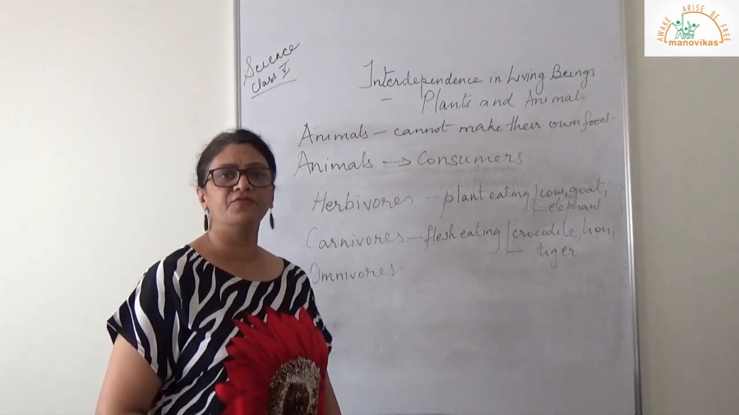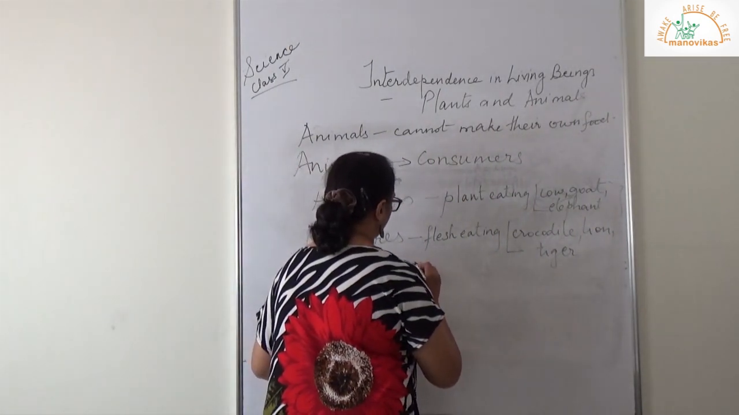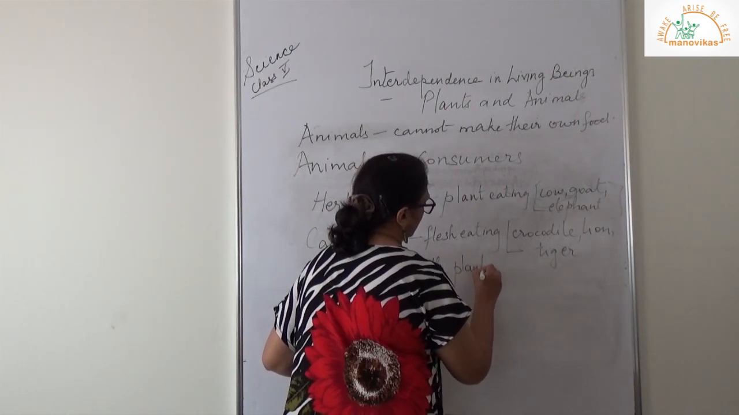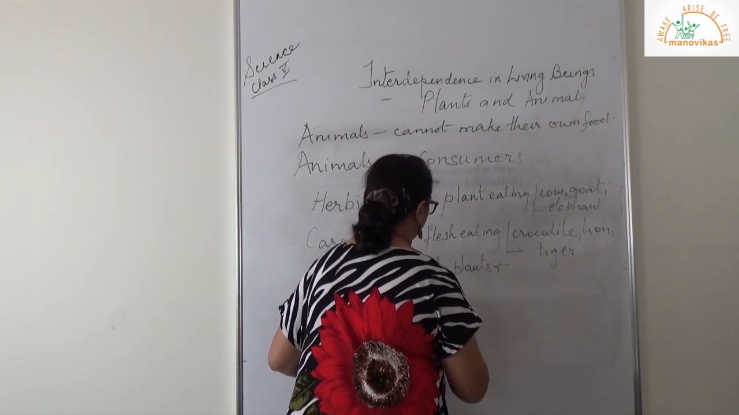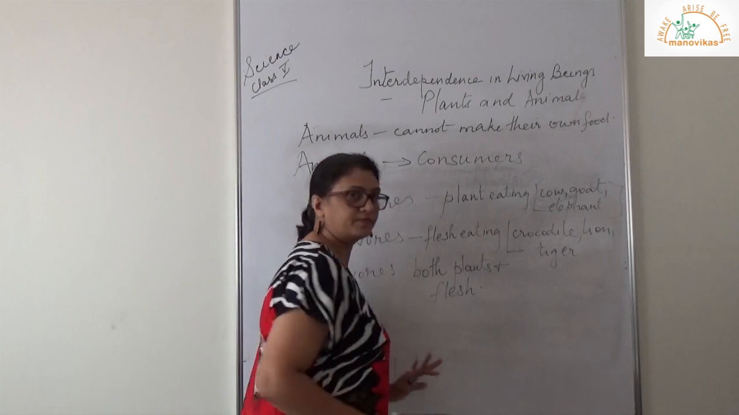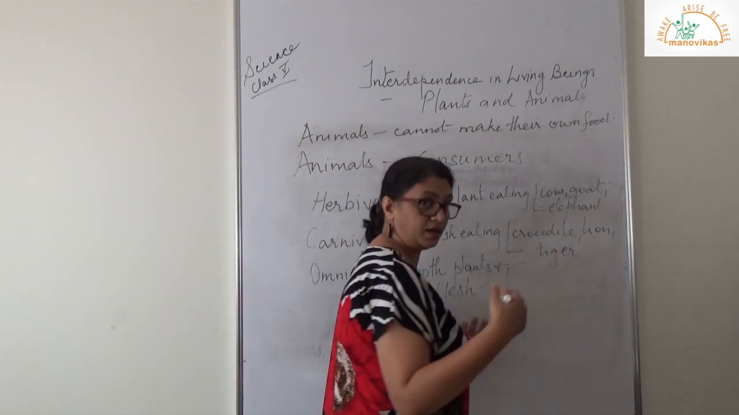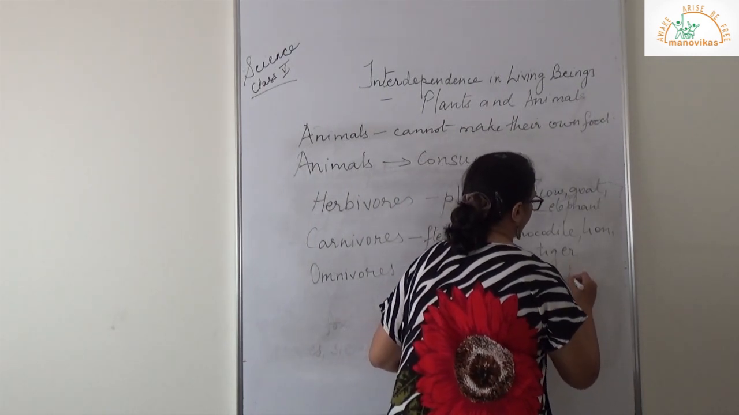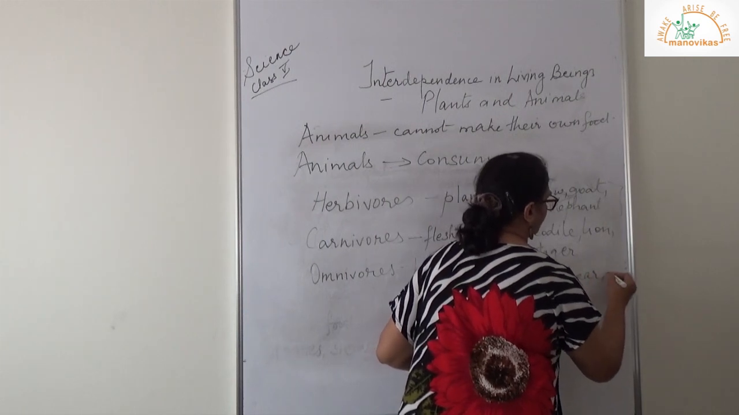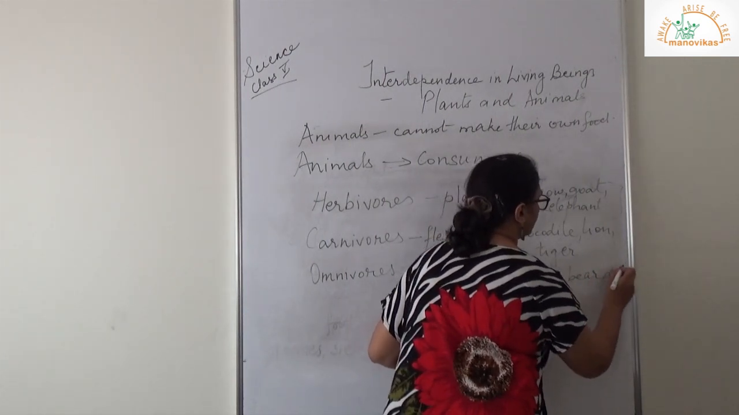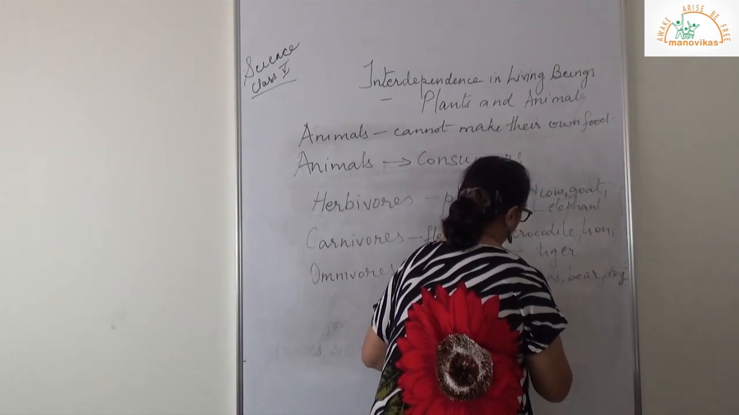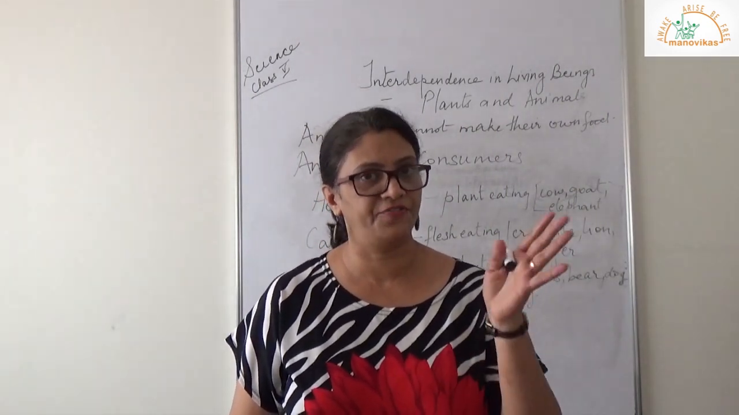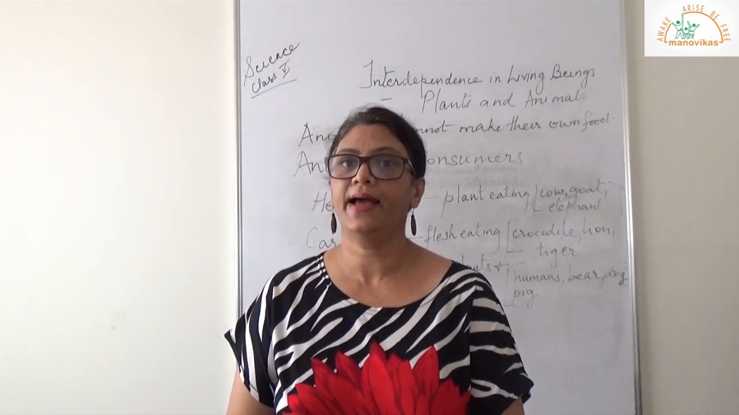What about omnivores? What do they feed on? These feed on both plants and flesh. Examples are us, humans. Then you have the bear, you have the dog, pig, cockroach. All these are omnivores. They feed on plant matter as well as flesh.